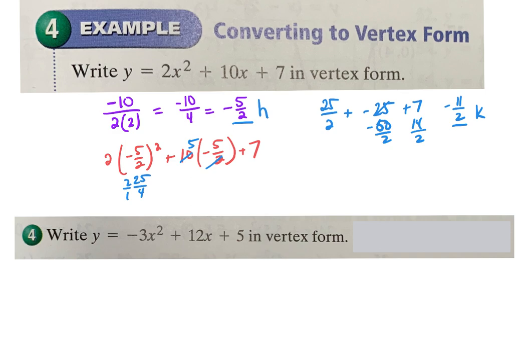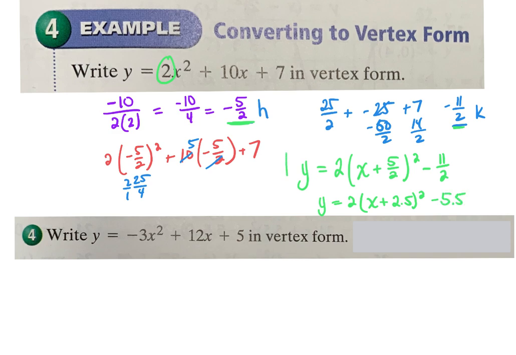And so then you're just going to plug it into vertex form. Now, your a stays the same. They gave us our a to begin with. That's the 2 in front of the x squared. So that's going to go outside here. We're going to say x minus. So my h was already a negative, so I would say plus 5 halves, or 2.5, squared. And then my k is going to be a negative. So minus 11 halves. Or if you do decimals, which is fine, you would have 2.5 here minus 5.5 there.